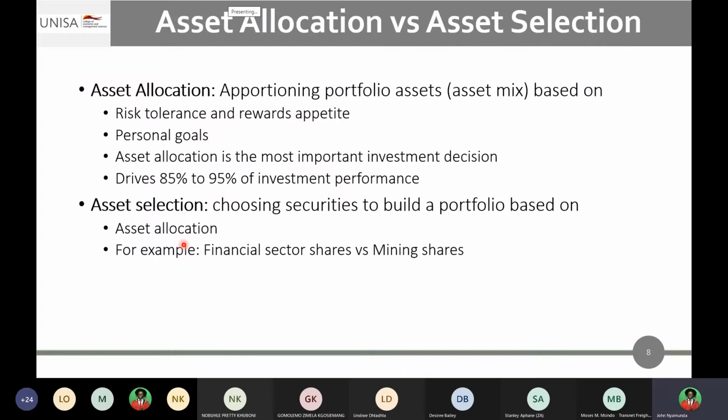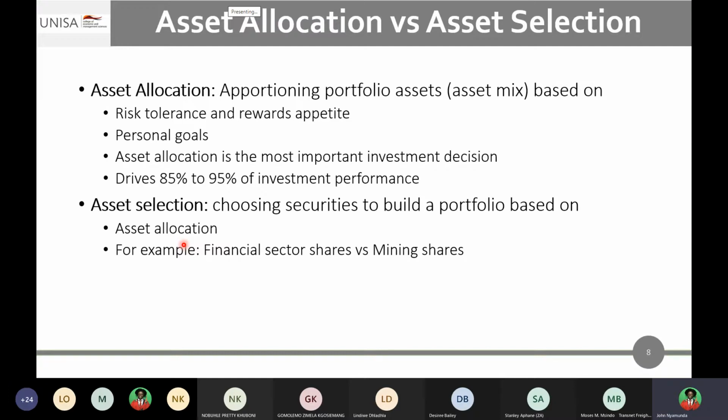So when we talk of asset allocation, we are saying what is the asset mix? What are the assets which make up a portfolio? That's asset allocation. The asset allocation drives the level of risk, but that's the most important aspect of a portfolio. The most important determinant of investment performance is asset allocation. And they say it contributes 85 to 95% of investment performance. That's how important asset allocation is.